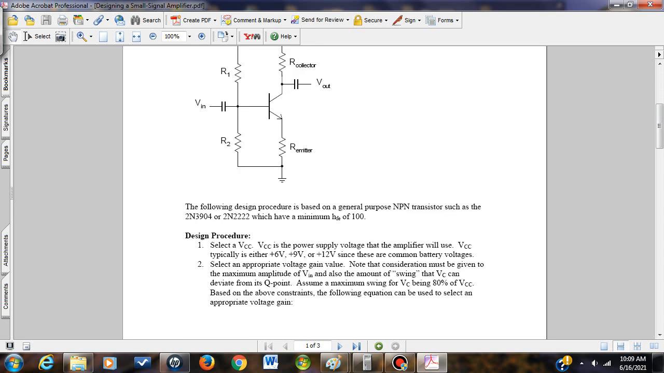Step number 1. We are to select a VCC. VCC is the power supply voltage that the amplifier will use. VCC typically is either plus 6 volts, plus 9 volts, or plus 12 volts, since these are common battery voltages. So let's go ahead and select 12 volts for our particular amplifier.